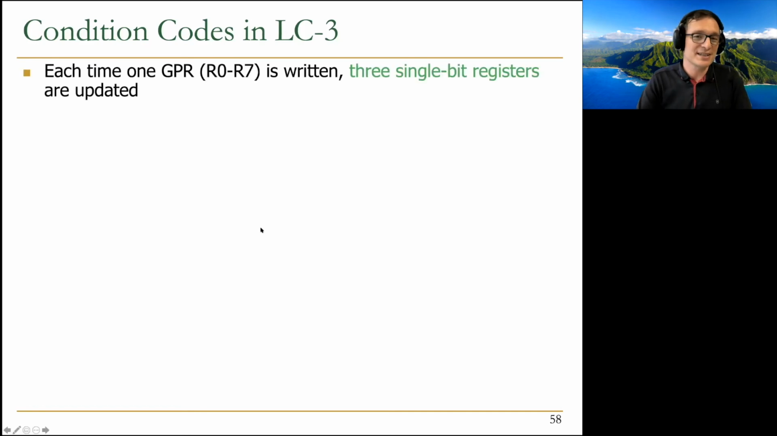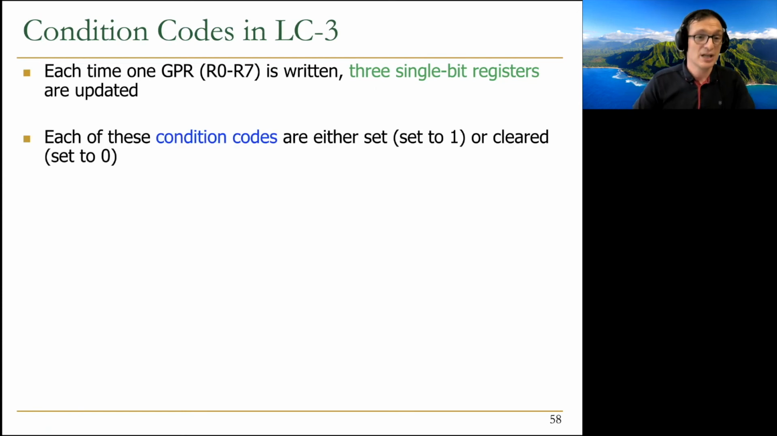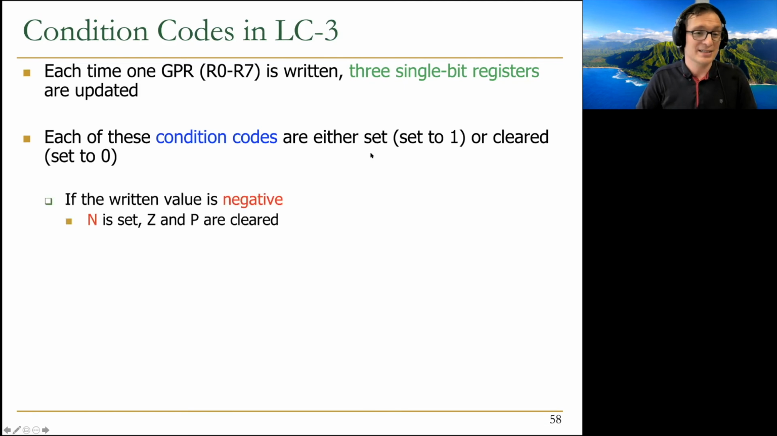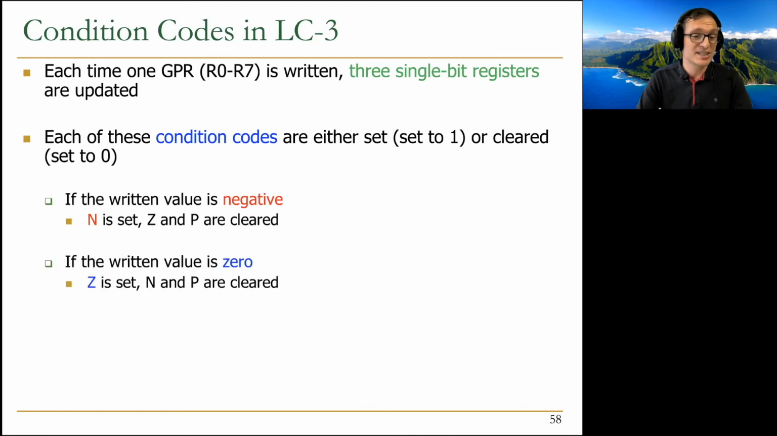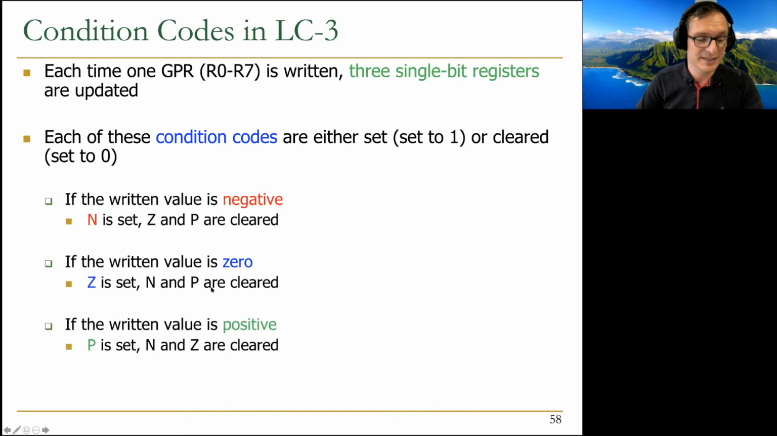So for example, in LC3, each time one general purpose register, R0 through R7, is written, 3 single bit registers are updated based on the value that's written to the general purpose register. Each of those condition codes is set to 1 or cleared. They're basically 3 condition codes, N, Z, P. If the value written to the register is negative, N is set, Z and P are cleared. If the written value is 0, Z is set, N and P are cleared. And if the written value is positive, P is set and N and Z are cleared.